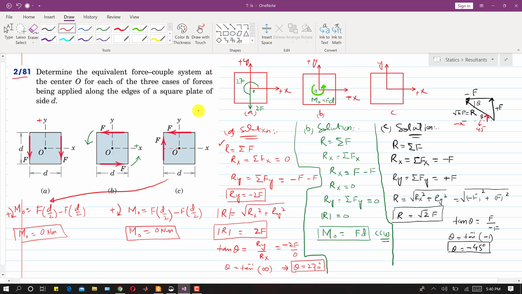So now what we will do is that we will draw this R. So this will be that R, we will represent this R here. Let me write the magnitude of this will be root 2 F, and this will be that theta, which is equal to 45 degrees, and there will be no moment. So when we convert these two forces into a force couple system, we will get this. So this is the solution of this problem.